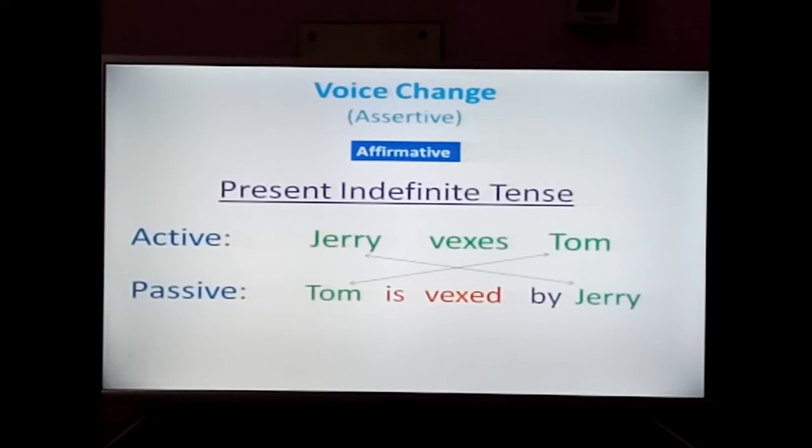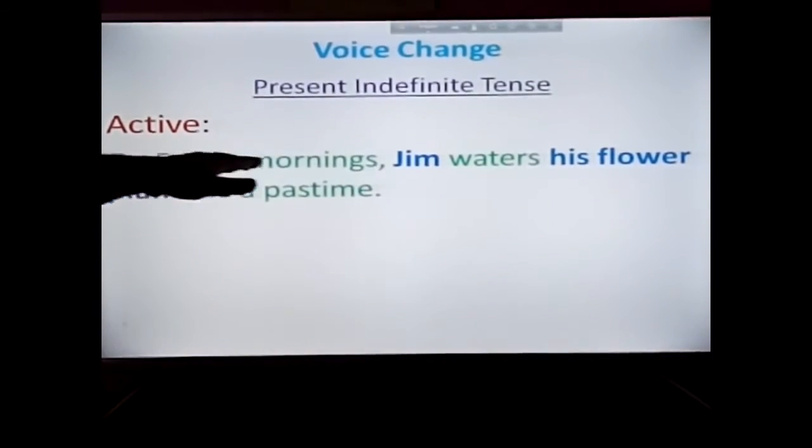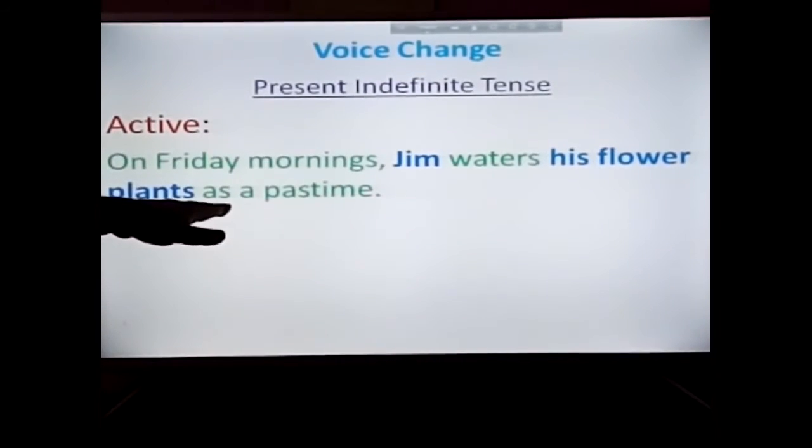Now you can ask me a question like, will there always be just a single word subject, a single word verb, and a single word object in the active sentence? The answer is no. There may be more words than just a subject, a verb, and an object in the active sentence. Here is an example with more words than just a subject, a verb, and an object. In this sentence, there is an introductory phrase before the subject, and again there is another phrase after the object. Now let's see how we can change this active sentence into passive.